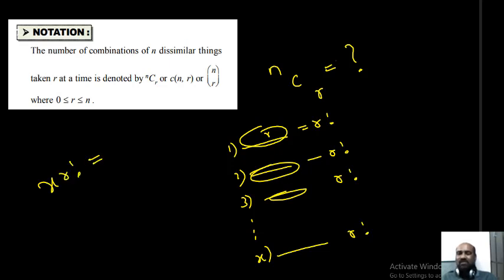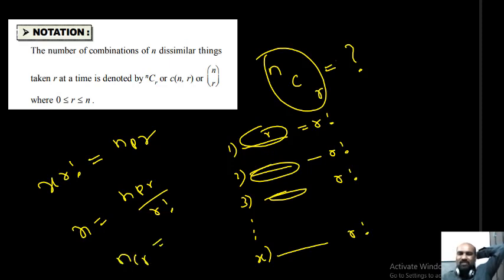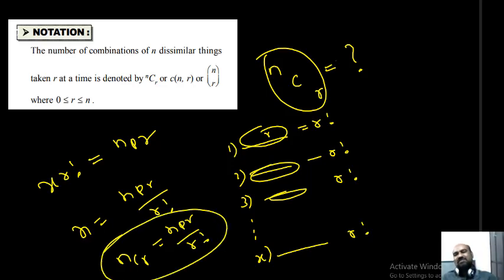This X into R factorial linear permutations is nothing but selecting R from N and arranging in a row. That's why X into R factorial is nothing but NPR. Therefore, X is equal to NPR by R factorial. But what is X? X is the number of combinations, that is NCR. So NCR is nothing but NPR by R factorial. This is the proof for this.